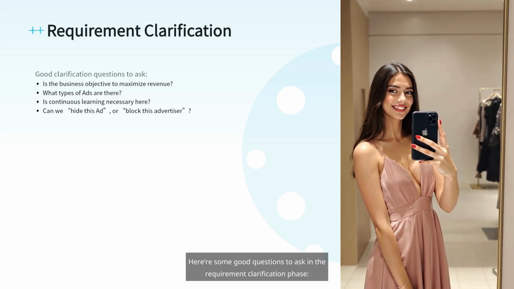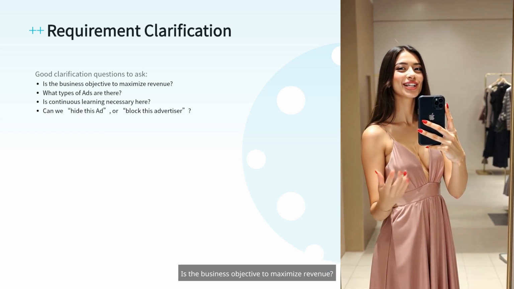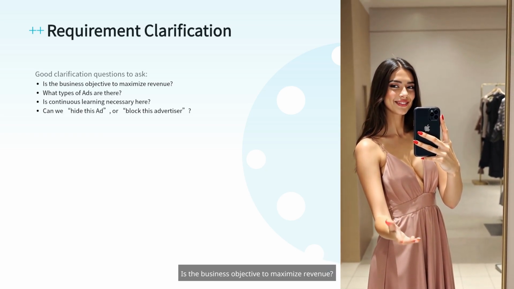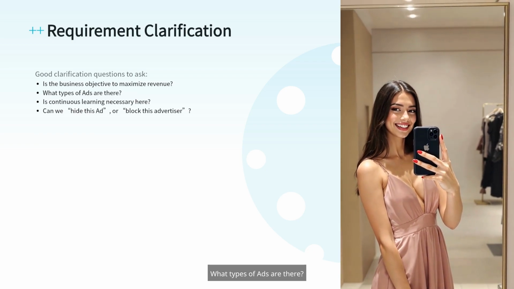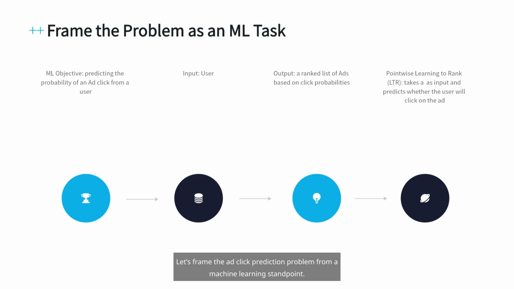Here are some good questions to ask in the requirement clarification phase. Is the business objective to maximize revenue? What types of ads are there? Is continuous learning necessary here? Can we hide this ad or block this advertiser? Let's frame the ad click prediction problem from a machine learning standpoint.